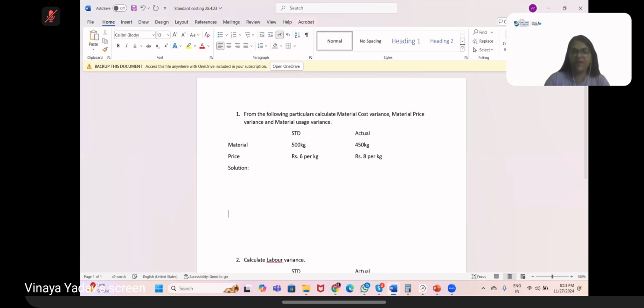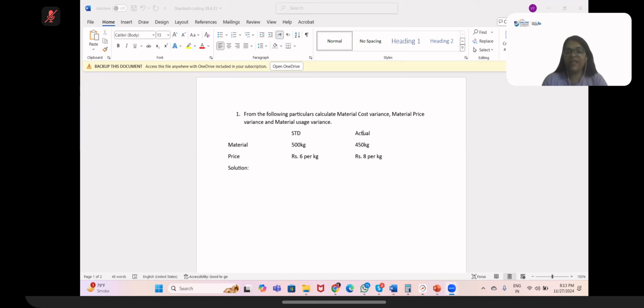The first sum that we are going to solve is for the material variance. This is how you will get the question. From the following particulars, calculate material cost variance, material price variance, and material usage variance. Standard material is given to you, actual material is given to you, standard price is given to you, actual price is given to you. Now we are going to start solving it.